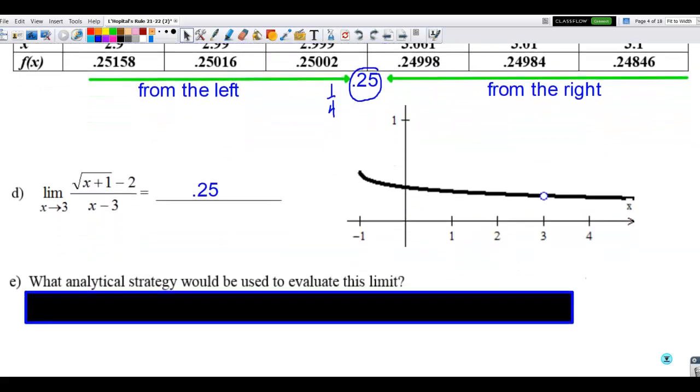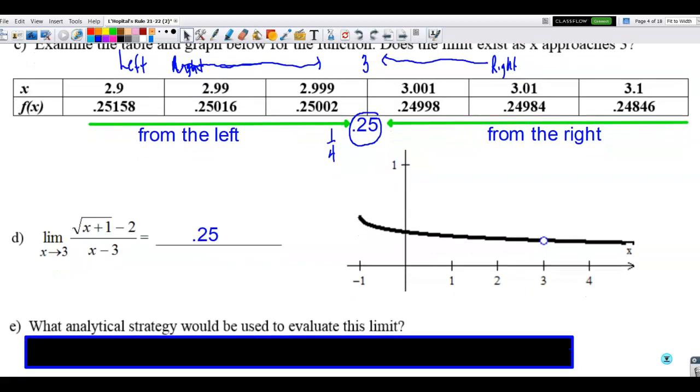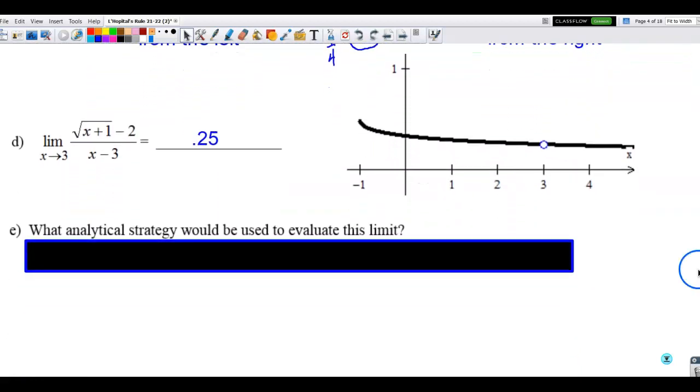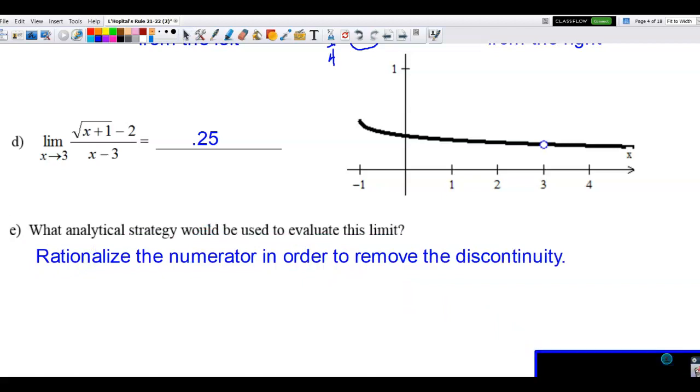Now, would you provide those table values without a calculator? No. Would you sketch this graph without a calculator? Not likely. So what would be your strategy? Well, back in the day, as we have said over and over and over again, we would rationalize the numerator in order to remove the discontinuity and analytically find the limit.